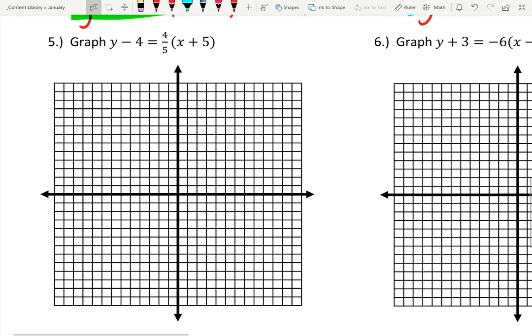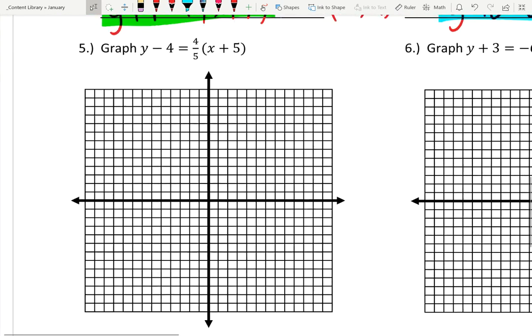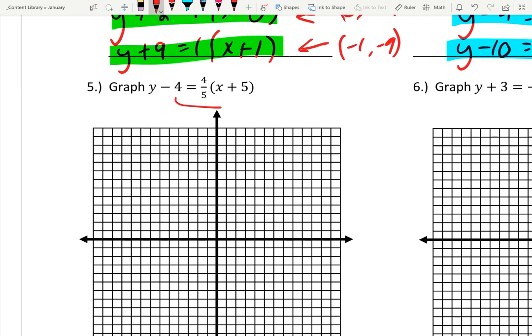And then number 5 and number 6. So here's what you should do in number 5 and number 6. You should write down the point and the slope from the equation. You have the equation in point slope form. Let's write down our point and slope.